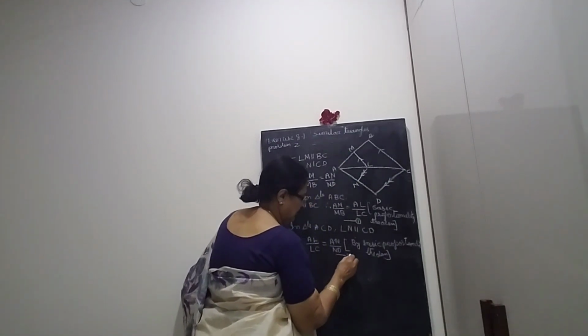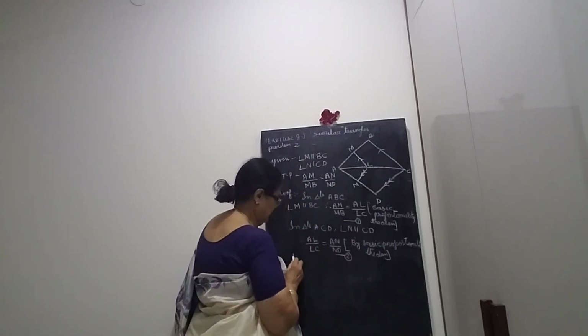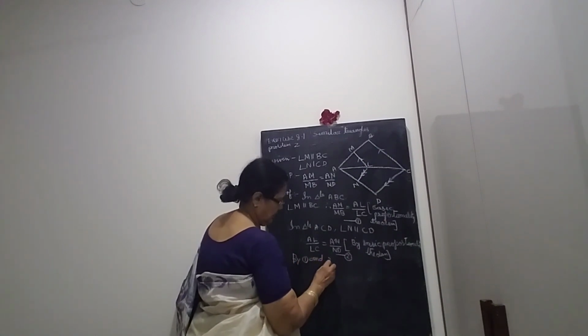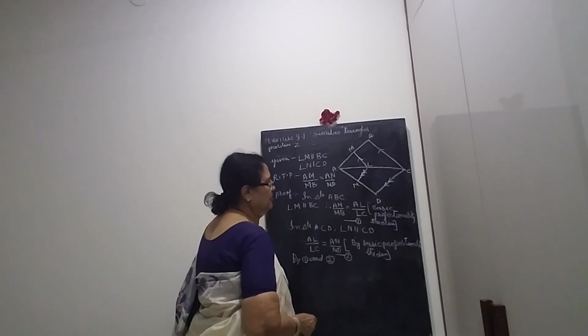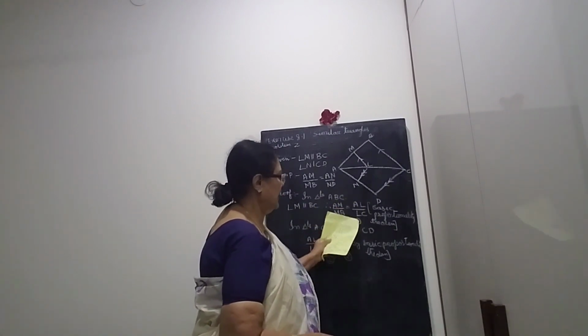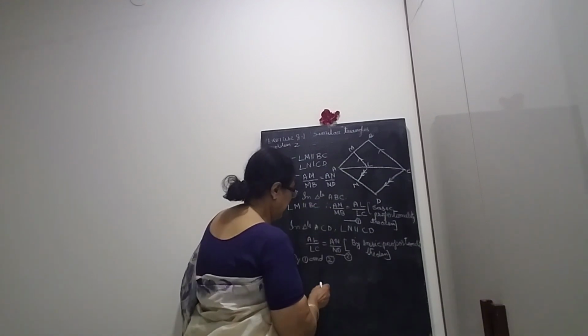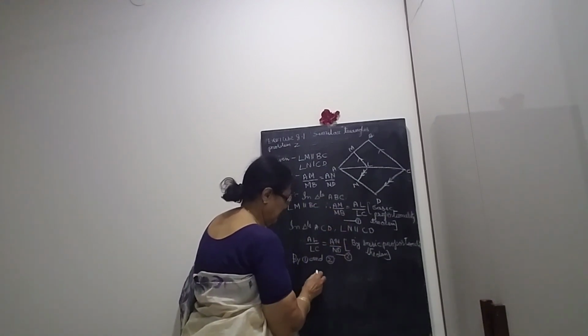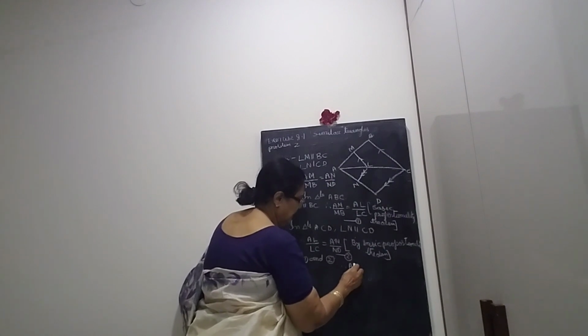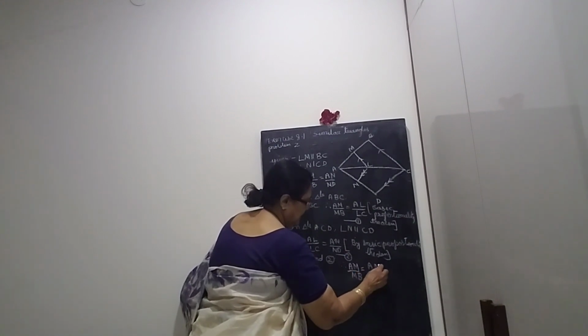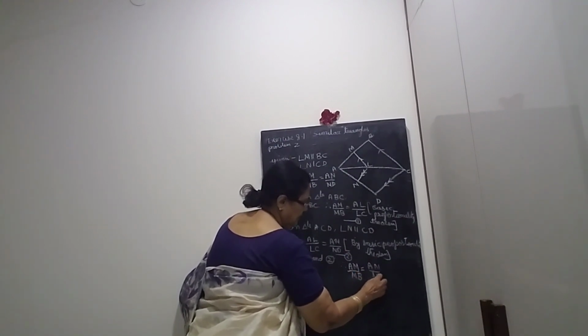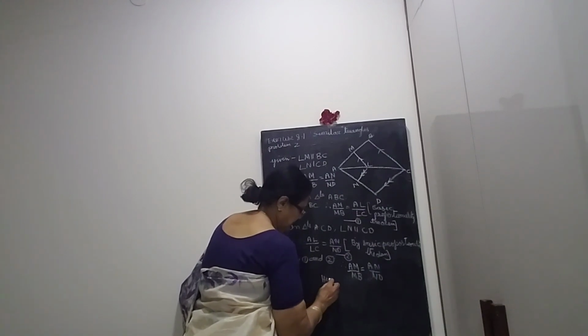This is number 2. So by 1 and 2, what can you prove? AM by MB is equal to AL by LC, AL by LC is equal to AN by ND. Therefore, AM by MB is equal to AN by ND. Hence it is proved.